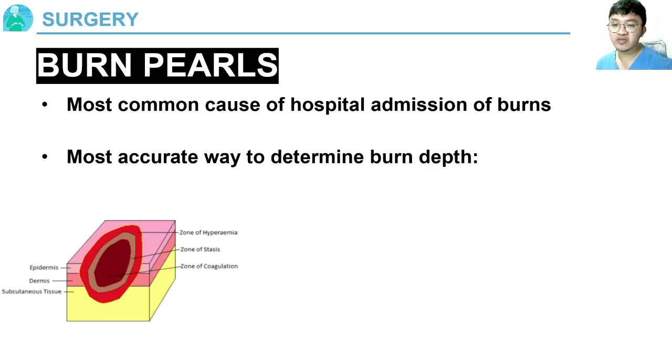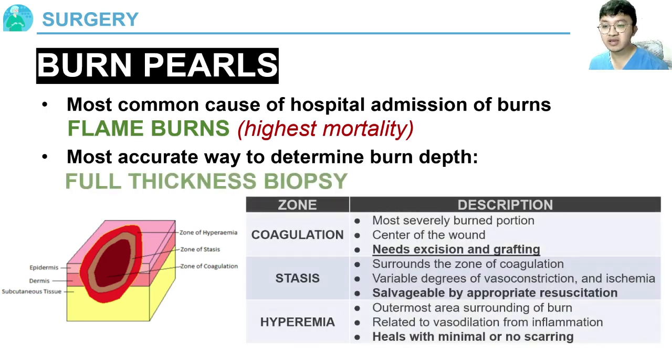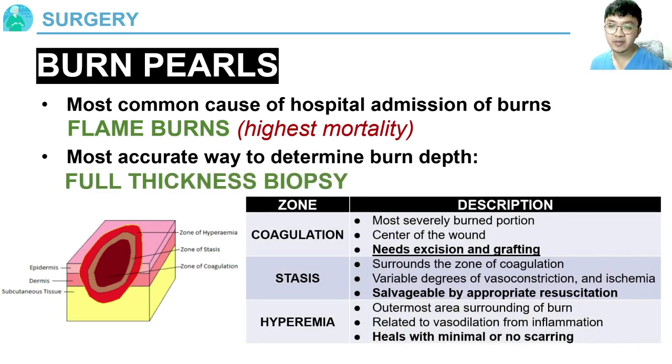Next, the most common cause of hospital admission of burns is flame burns, and it's also the burn type with the highest mortality. The most accurate way to determine your burn depth, however, which is very cumbersome and expensive, is a full thickness biopsy. Okay? However, if you do indeed do a full thickness biopsy, you're going to encounter these three zones: coagulation, stasis, and hyperemia, arranged from the innermost to the outermost. Again, innermost coagulation, in the middle stasis, outermost hyperemia.